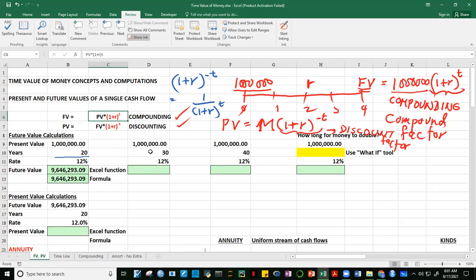Okay? So here, what about if we compound it for 30 years? Okay, so let's use the formula. Okay, can we copy this formula? Can I copy this to this cell? Yung formula na ito? Paki-chat nga kung yes or no, guys. Can I copy that cell, guys?